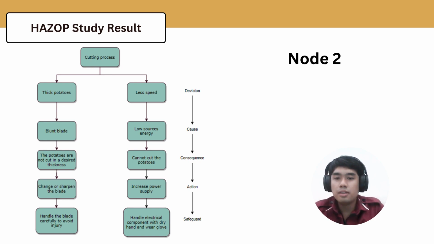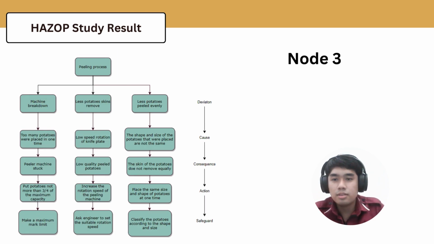And then less speed, it is caused by low source energy, and it will make the potatoes cannot be cut. And then the action that needs to be taken is to increase the power supply. So when we want to increase the power supply, we need to handle the electrical component with dry hands and wear gloves.